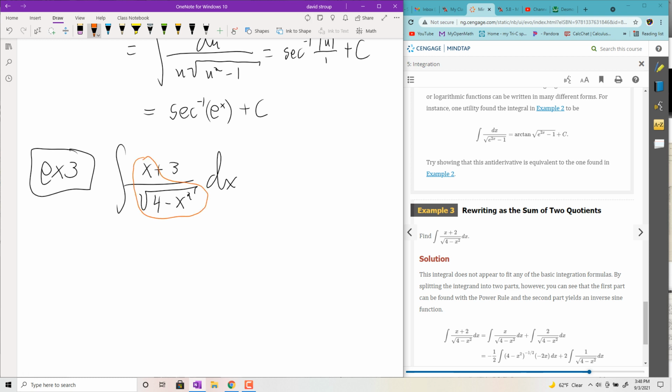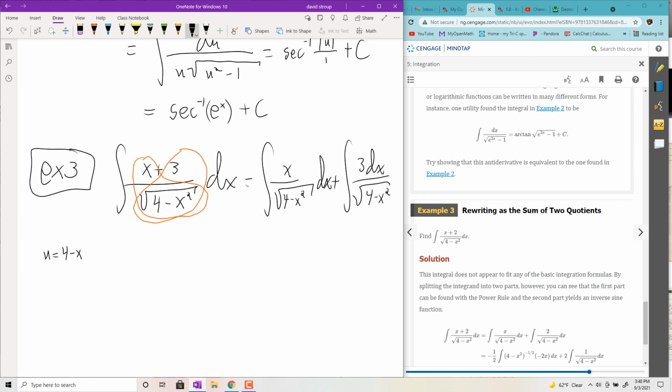There's one integral, there's your second integral. And so what do you get? You get x all over the square root of 4 minus x squared. That'll require a u sub, and then plus the integral of 3 dx all over the square root of 4 minus x squared, and that's just an arc sine. Okay? So in the first guy, you need a u sub for 4 minus x squared. du will be negative 2x dx, and then dx is negative du all over 2x.